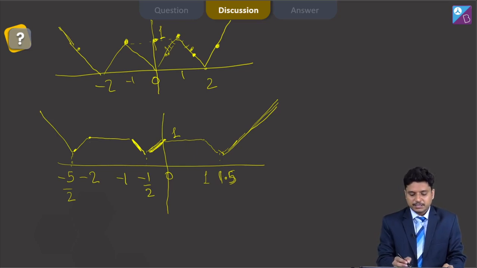In this we can see that these are the points: minus 2, minus 5 by 2, minus 1 by 2, 0, and here 1 and 1.5. These are the points where this function is actually non-differentiable. So 1, 2, 3, 4, 5, 6 and 7, total 7 points are there for non-differentiability. So n2 is equal to 7.